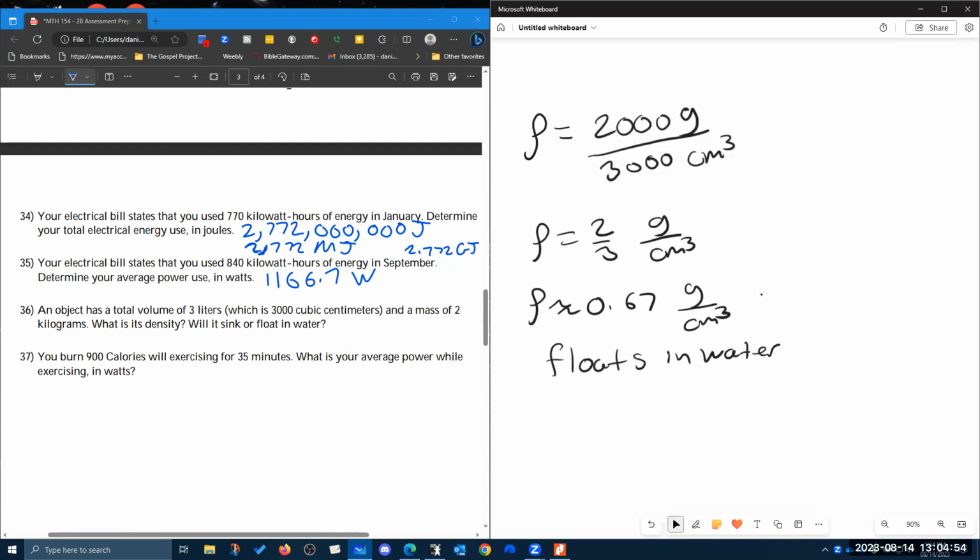Water has a density of 1, so things that are less dense than water float. Things that are more dense than water sink. So density here is going to be exactly 2/3 of a gram per cubic centimeter, which is about 0.67 grams per cubic centimeter, and that means that it's going to float.